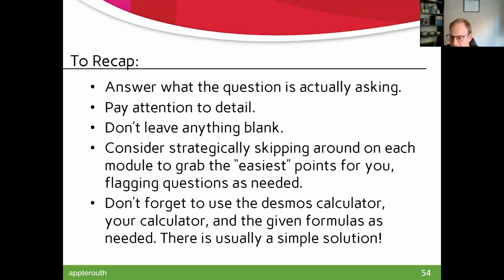All right, recap, and then if there are some questions, we can get to those. Number 1, circle what you're solving for, answer what you're actually being asked for. Don't sleep on little details, right? Solve for x over y. People do that all the time. Don't leave anything blank, so always just bubble something in if you're rushed.